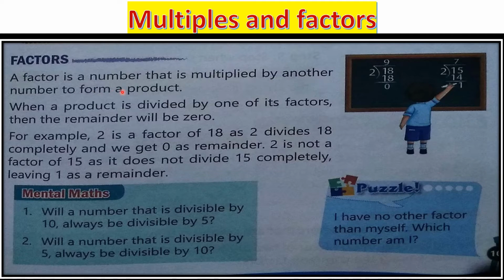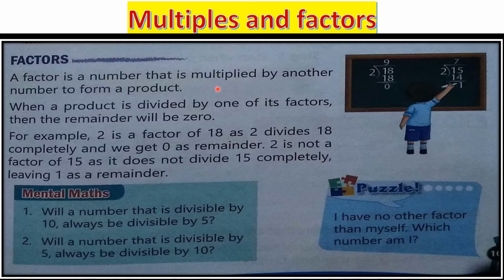A factor is a number that is multiplied by another number to form a product. Suppose 2 multiplied by 3, that is 6. So 6 is the product of those numbers, and 2 and 3 are the factors of that number.